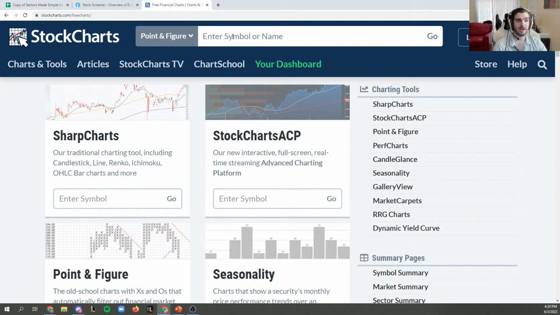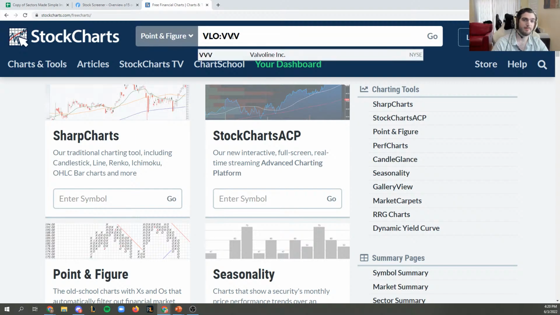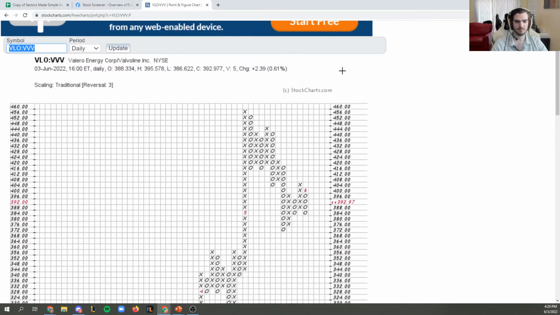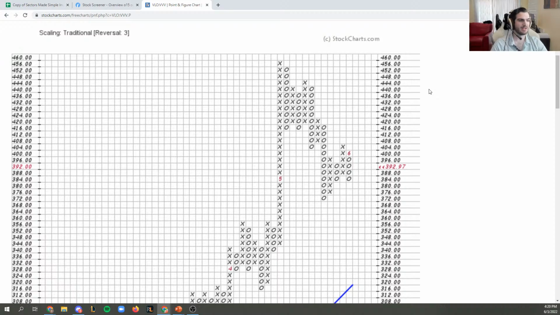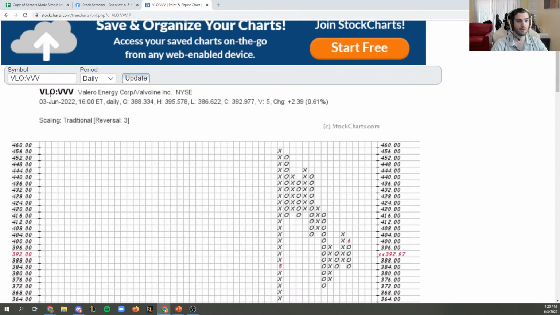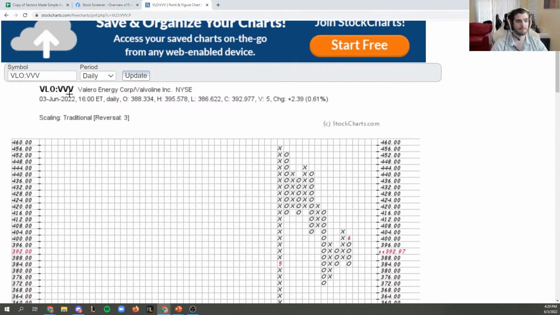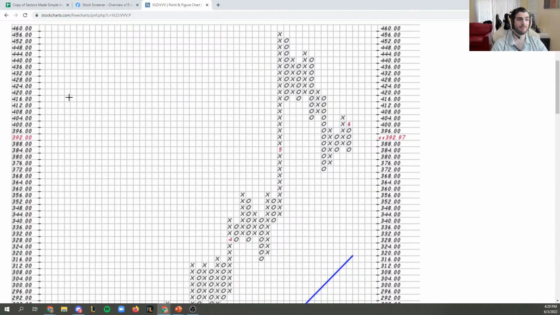So now let's do a relative strength chart between those two. Let's do VLO compared to VVV. And what we end up getting is this chart. Again, we are comparing VLO to VVV. If the column is in O's, which it is, that means short-term Valero is weaker than Valvoline.